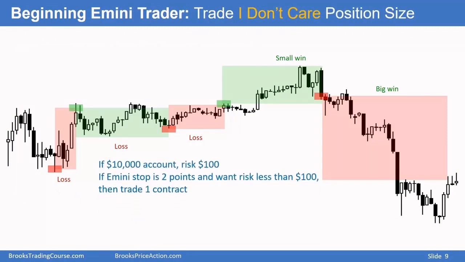I mentioned that if you have a $10,000 account and you want to risk about 1% per trade, you would be risking about $100, which is a stop of about 2 points in the E-mini. Even if you have a $10,000 account and your broker might allow you to trade 3 or 4 E-mini contracts, that would generate too much risk, and therefore you should be trading only 1 contract.